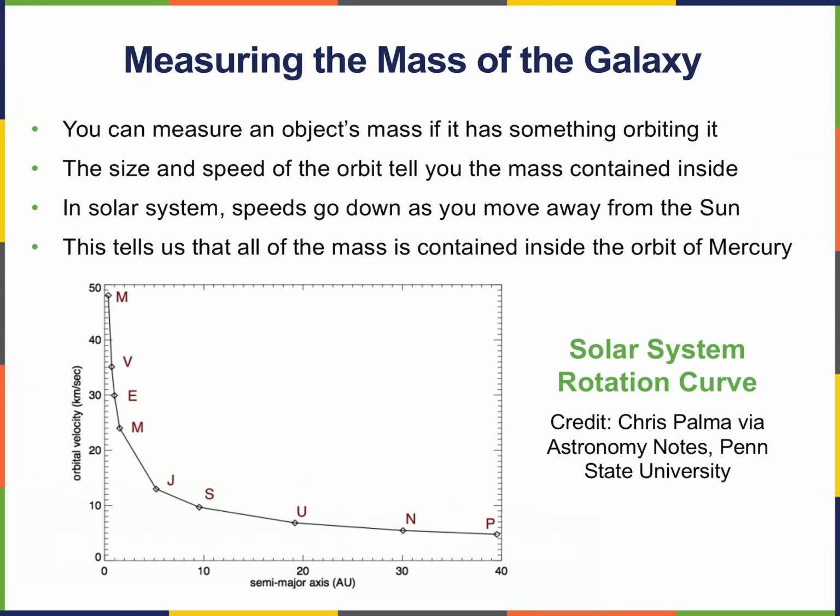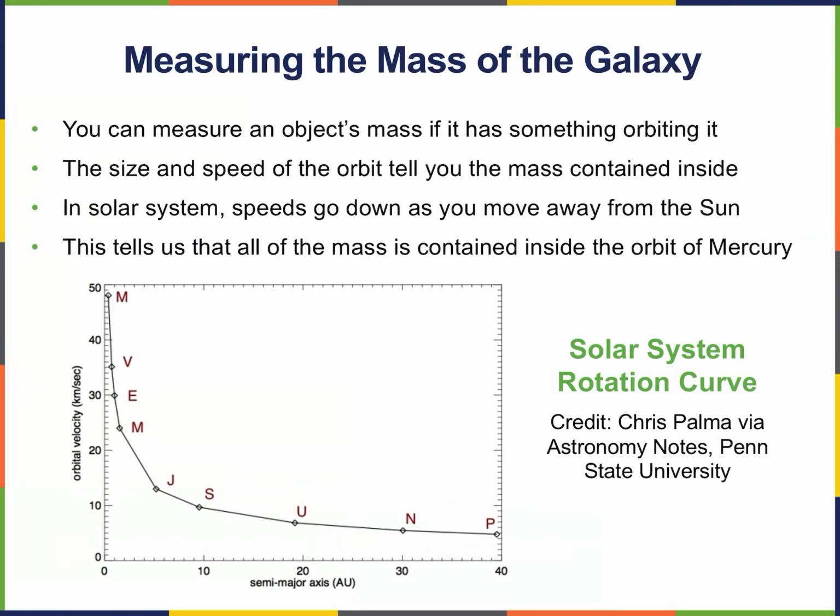Let's take the solar system. Here's the rotation curve for the solar system's planets plus Pluto. The rotation curve is a graph showing distance from the center on the x-axis and orbital speed or orbital velocity on the y-axis. You can see that Mercury orbits fast, Venus orbits slower, Earth even slower, etc. Each planet has to move at the right speed to stay in orbit. Like with many other systems, it's a balance between gravity and speed.